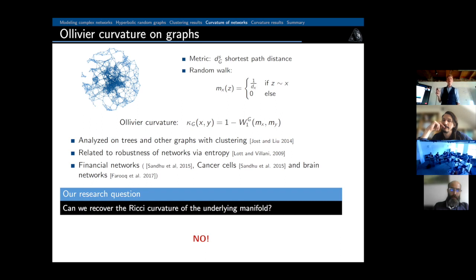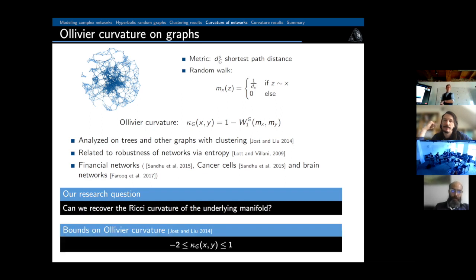So just to come back to this question, and I also have to watch time here: the answer is no. Why? You can show, and this was already done, that this curvature is always bounded away from -2 and 1. So in general, if it can't be any number, then this question is definitely no. Okay, but then what should we do?